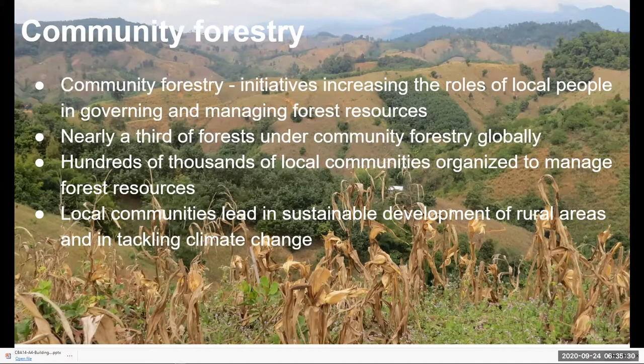I just want to share with you that about one third of the forest globally is managed by communities, and thousands of local communities organize their own forest for their own benefit, because we see these are the real incentive for them to take care of the forest for the global agenda.